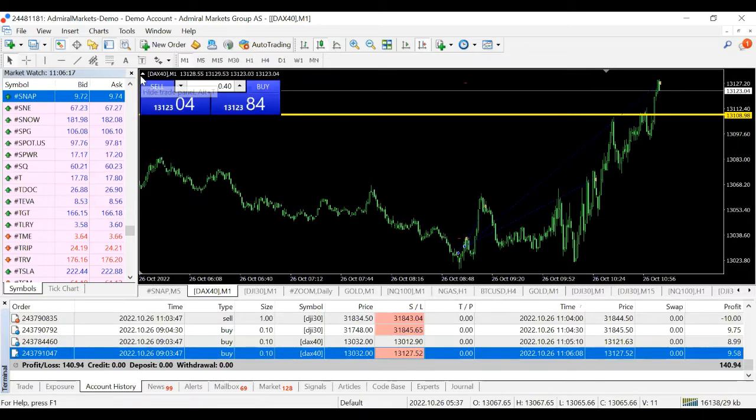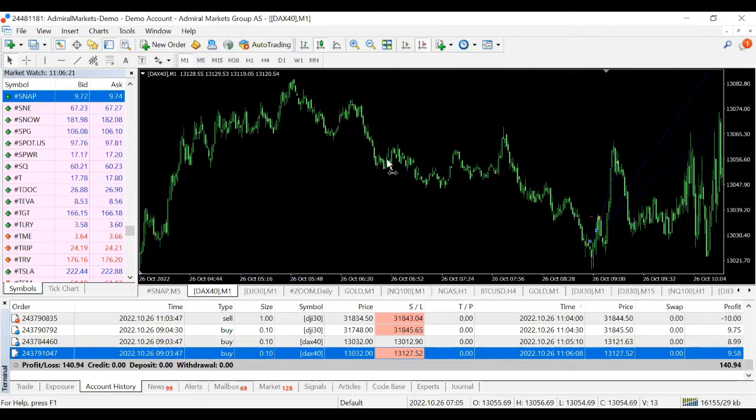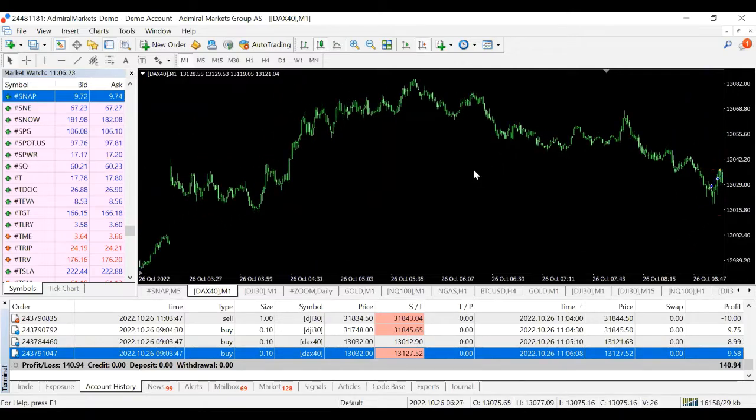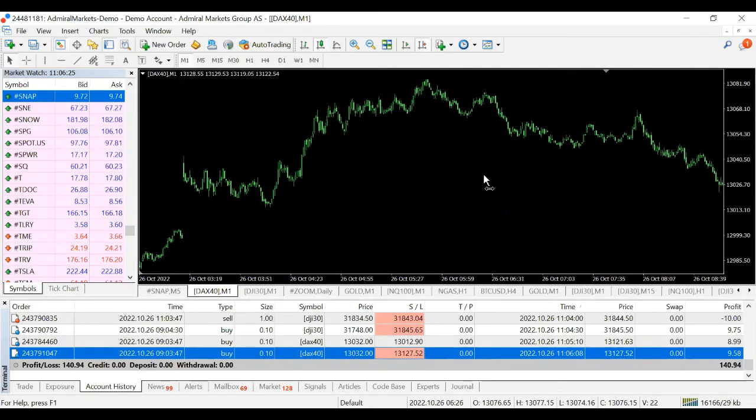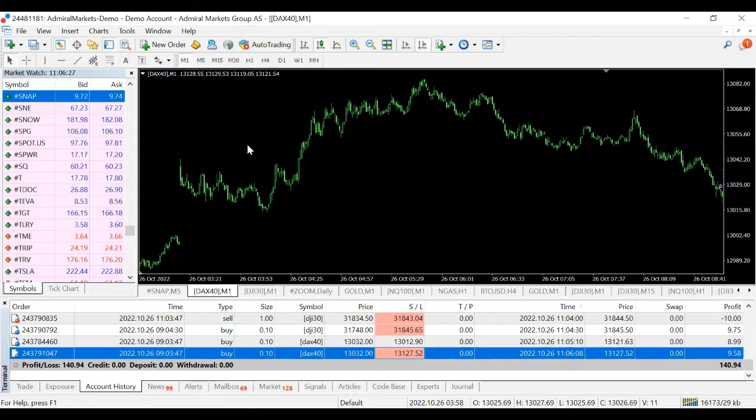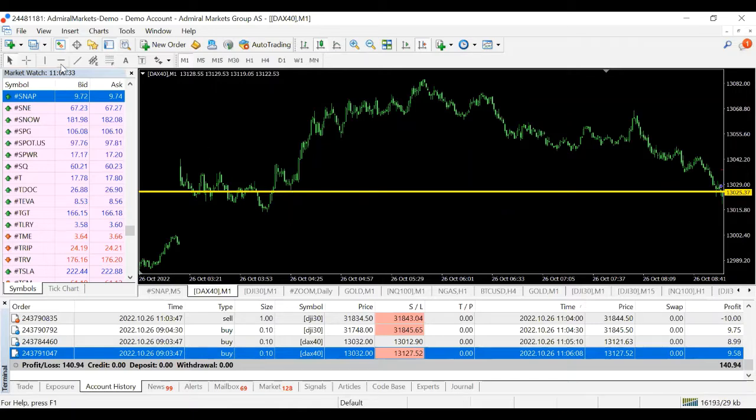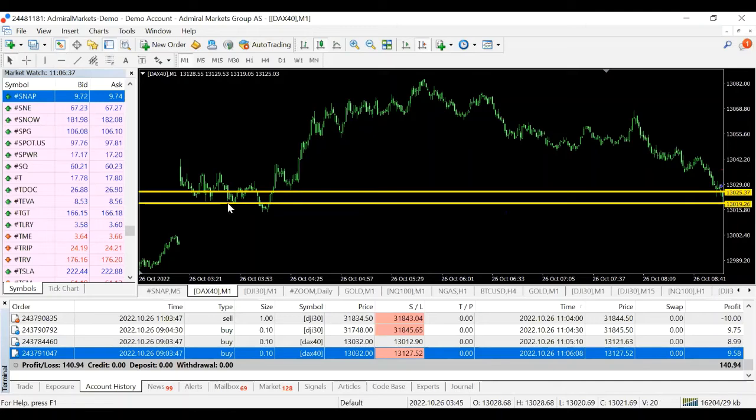And first of all, I will start the explanation with the DAX. When I opened these two positions, I could see that the chart is going down, and I tried to find out what will happen in the near future. So this was a support zone, number 1. This was support number 2, and this was support number 3.